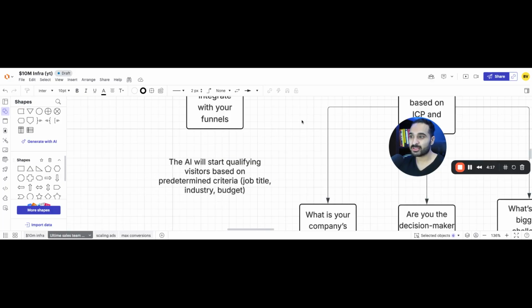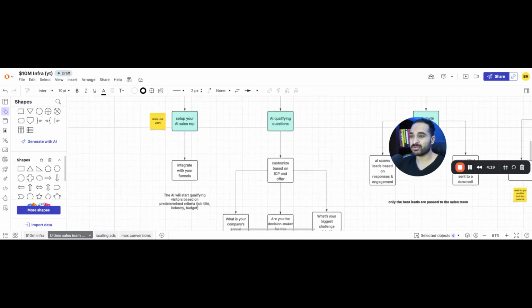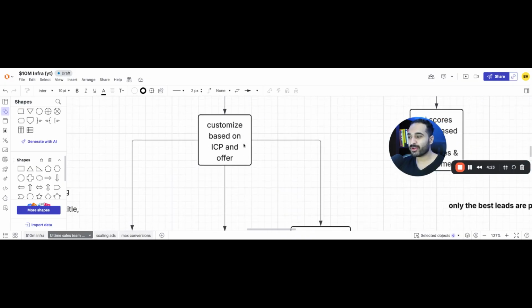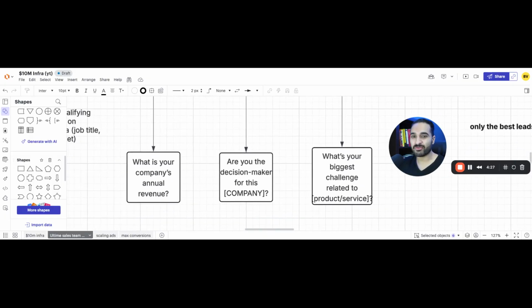And I know you're probably thinking it is very human-like. Then you have the AI qualifying questions, right? Customized based on the ICP and your offer. Some examples, let's say we have these three things: What is your company's annual revenue? Are you the decision maker for this company? And what's your biggest challenge related to the product or service that you're selling?